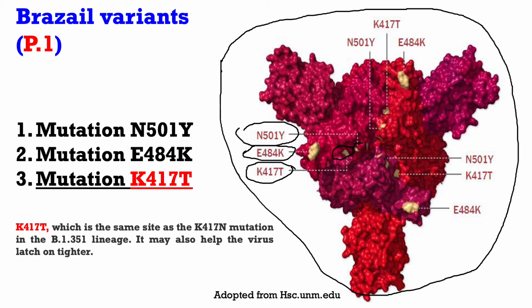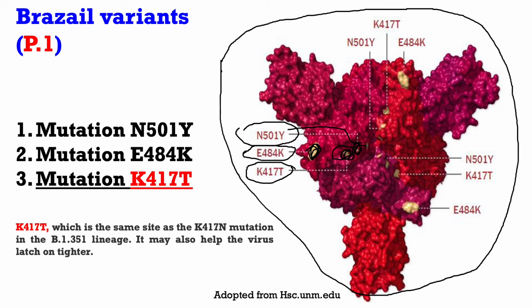Drawing a circle, this in yellow color is the N501Y. The second one, which is also in yellow color, I'm drawing a black circle around it, is E484K, and the third one, which is this one, is the K417T. So all of these are mutations which have been detected in the Brazilian variant of coronavirus COVID-19.